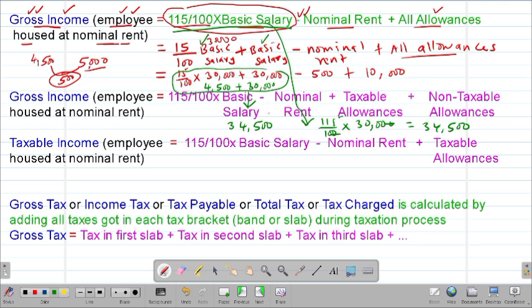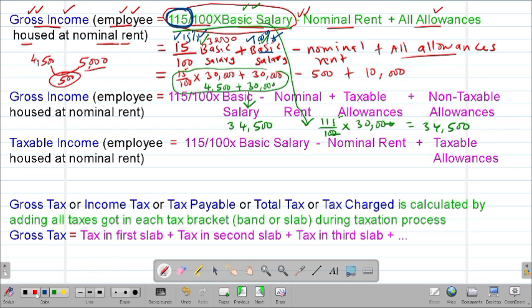So in short, this is just a shortcut of calculating 15% of the basic salary, then adding the amount of the basic salary. So you simply take 115% of the basic salary, then you subtract nominal rent, then plus all allowances. Now remember, in this case the basic salary represents our 100%, then you are adding 15%. If you take 15% plus 100%, you get 115%. That is where we are getting the 115%. So taking 115% of the basic salary gives you a value equivalent to 15% of the basic salary plus the basic salary. That is what we call the gross income.